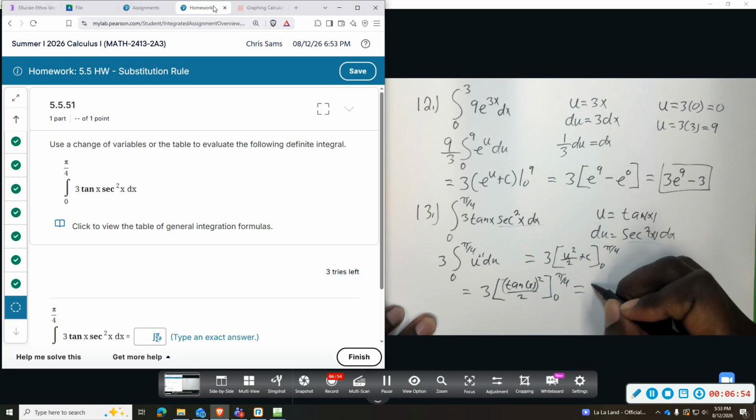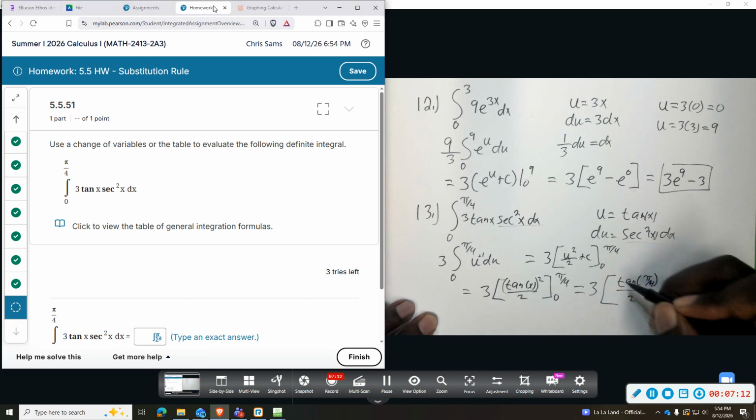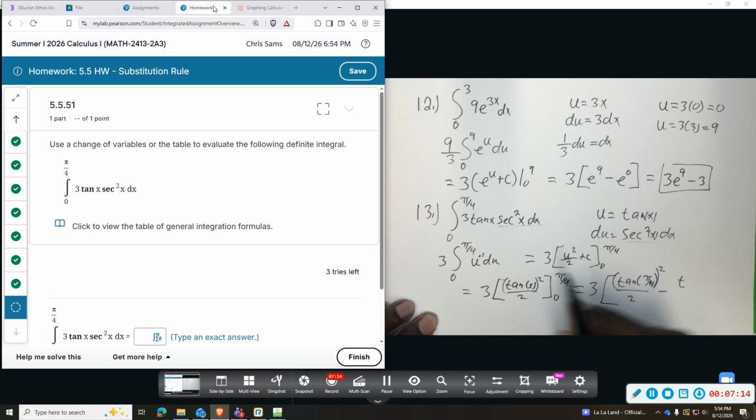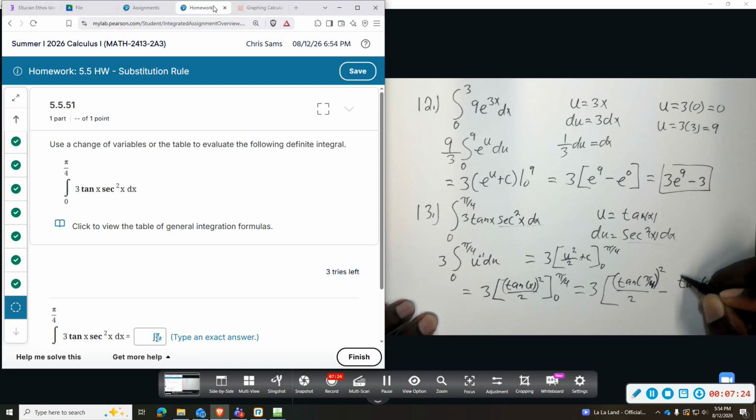All right, so we have 3 tan pi over 4 divided by 2 minus the lower limit of tan, now this is squared, sorry, don't forget that. This is tan squared, so tan pi over 4 squared divided by 2, minus tan of 0 quantity squared divided by 2. And I'm going to multiply that by 3 at the end.